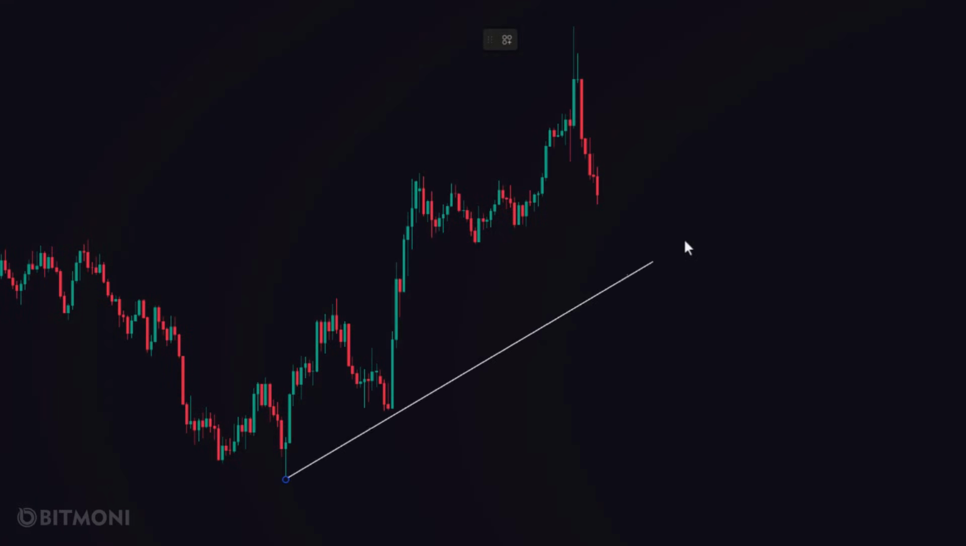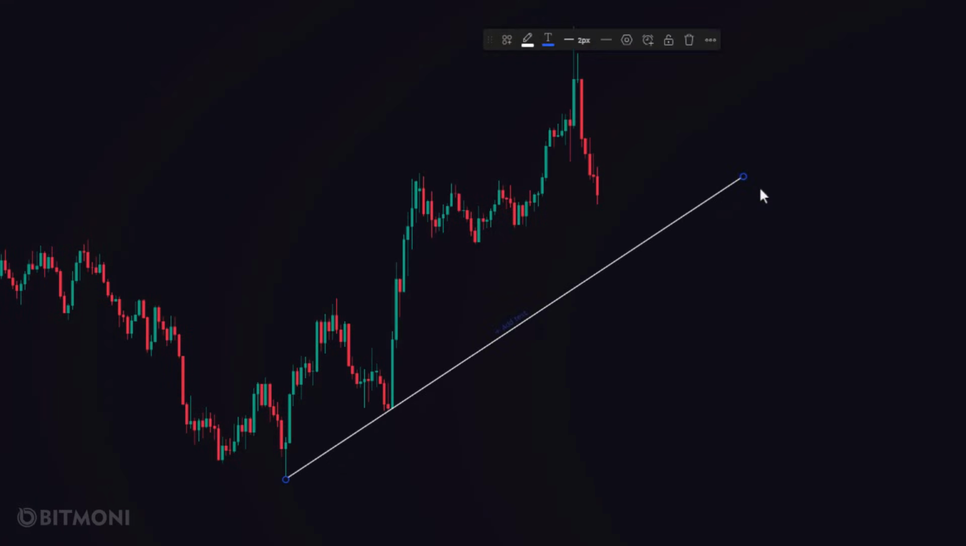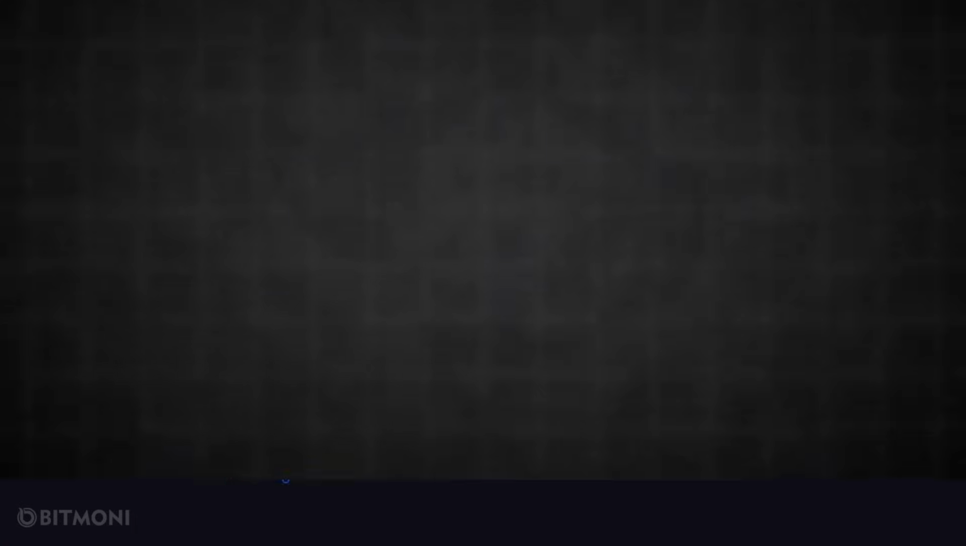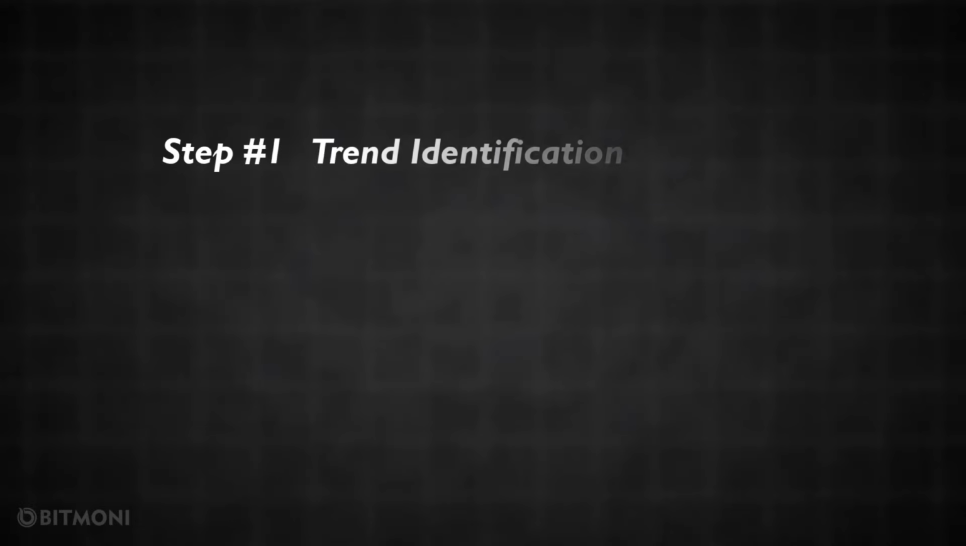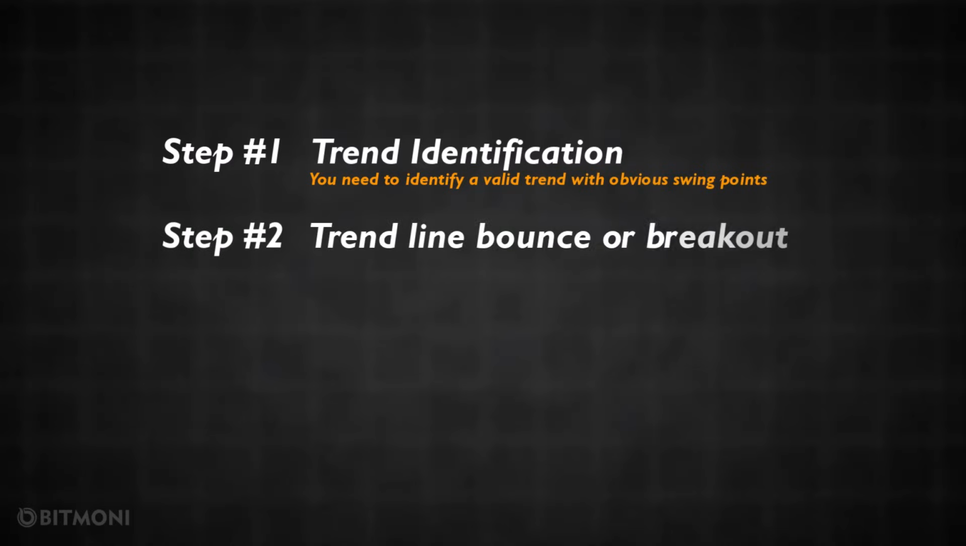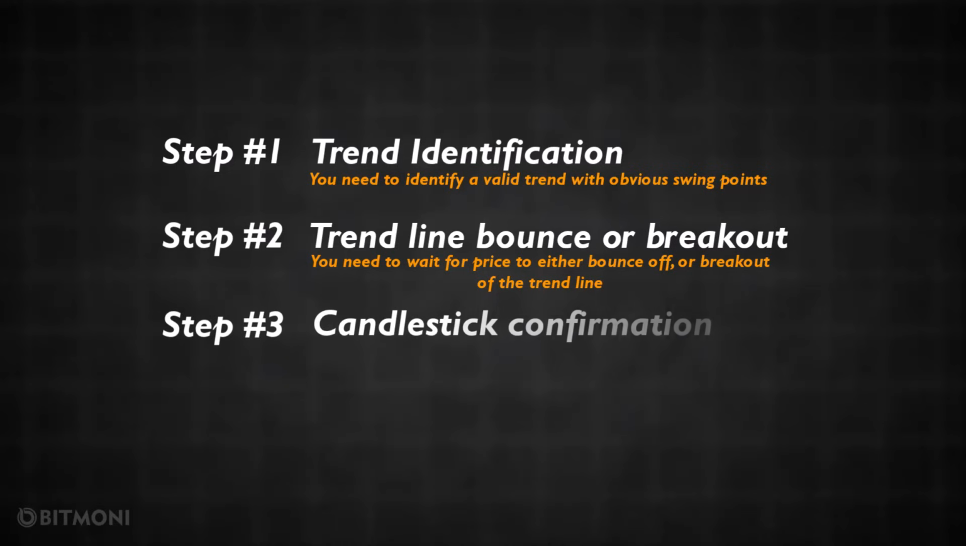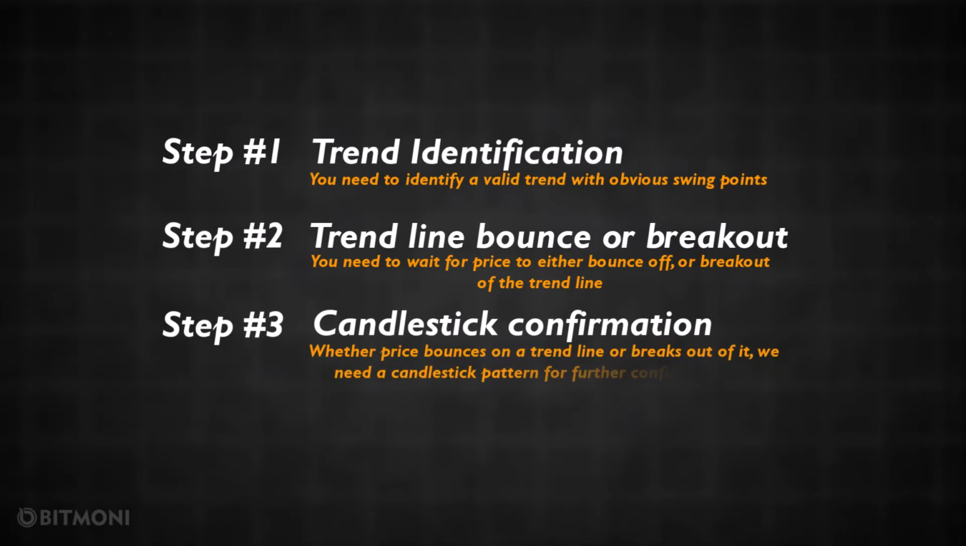Now that you've learned how to draw trend lines correctly, let's go over how to spot quality trade setups with it. So the strategy requires just 3 steps. Step 1 is trend identification. You need to identify a valid trend with obvious swing points. Step 2 is trend line bounce or breakout. You need to wait for price to either bounce off or break out of the trend line. Then the final step is candlestick confirmation. Whether price bounces on a trend line or breaks out of it, we need a candlestick pattern for further confirmation to solidify our entry. Now let me show you some real chart examples.